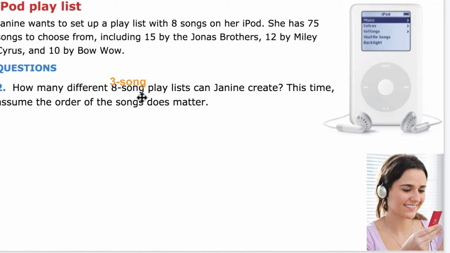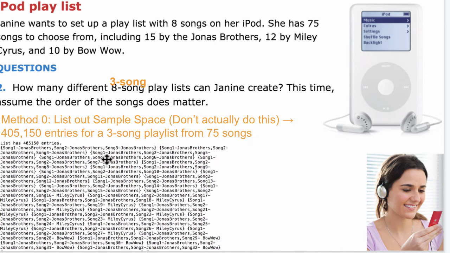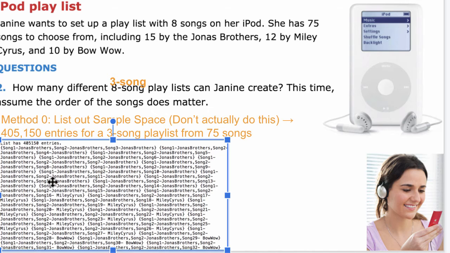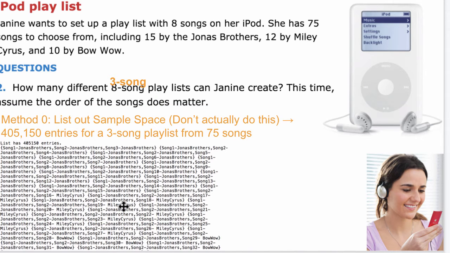Let's make it slightly different. What about a 3-song playlist? About 5,000 for a 2-song playlist. How many possible for a 3-song playlist? Again, you could actually write out the sample space. Song 1, song 2, song 3. Song 1, song 2, song 4. Song 1, song 2, song 5. But it's going to be an insanely large file. It had about 405,000 entries. So you could write it out, but I don't want to do that.